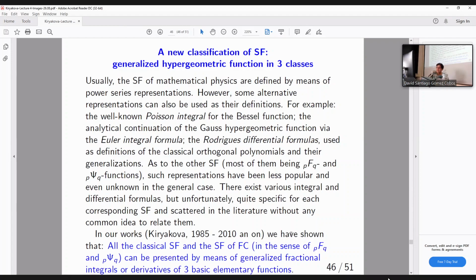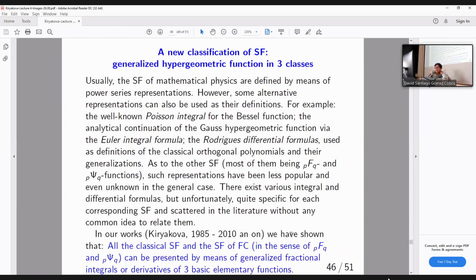Well-known examples are the classical orthogonal polynomials. Most of them are usually defined by means of Rodrigues differential formulas, where you have some differentiation of some elementary functions that produce the classical orthogonal polynomials. Often these polynomials are defined by means of such a Rodrigues-type differential formula. So the same idea can be used for special functions of fractional calculus in general, and also for classical special functions, again in the general case.